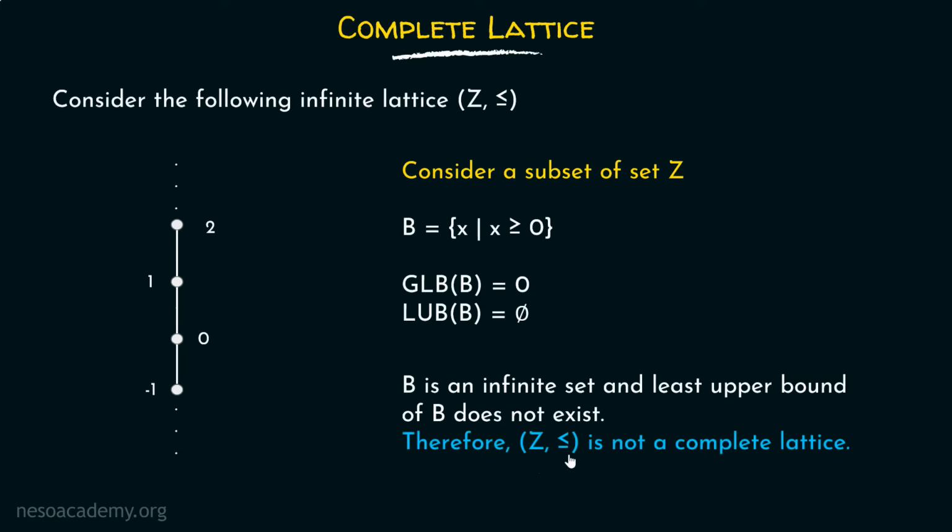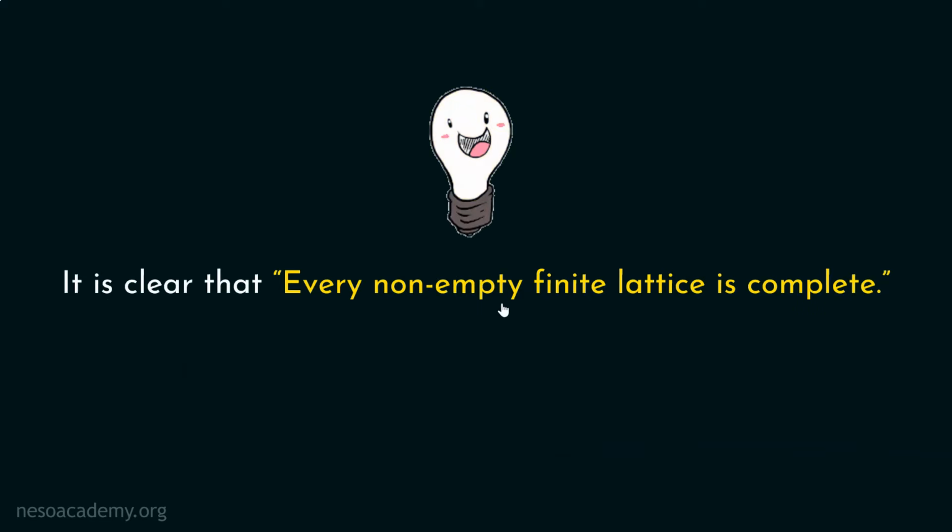Therefore, (Z, ≤) is not a complete lattice. There is no doubt about this. This particular lattice (Z, ≤), which is an infinite lattice, is not a complete lattice. Although this is a lattice, this is not a complete lattice. So this is one such example of an incomplete lattice, right? It is also clear that every non-empty finite lattice is complete. You should always remember that every non-empty and finite lattice is complete.